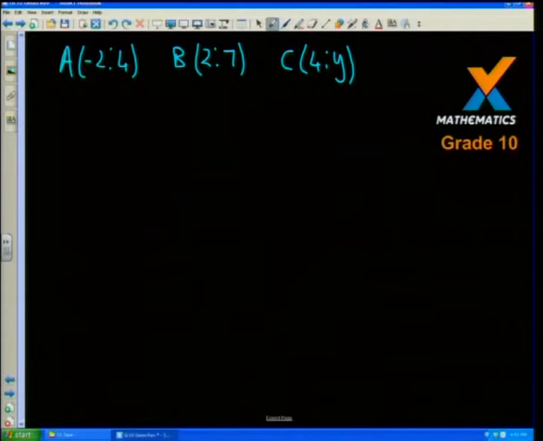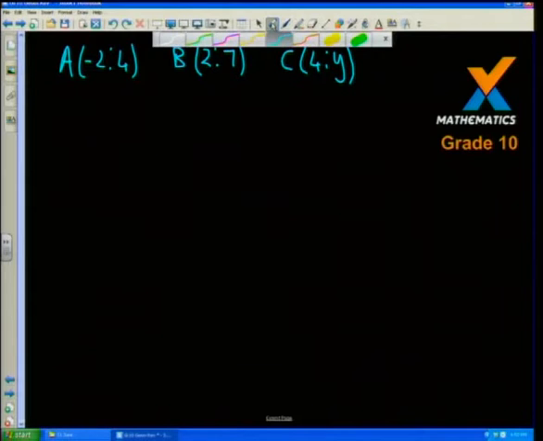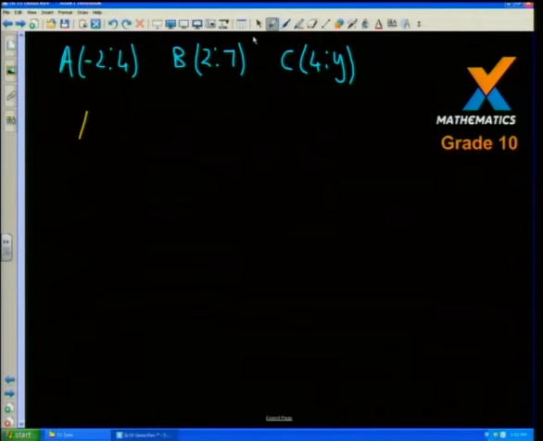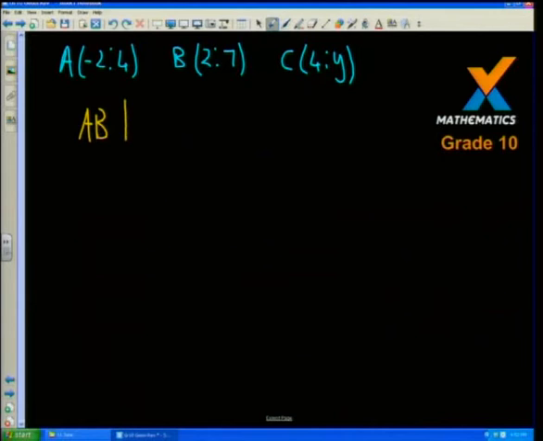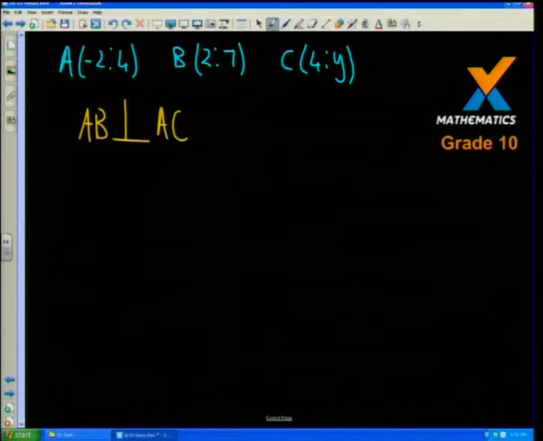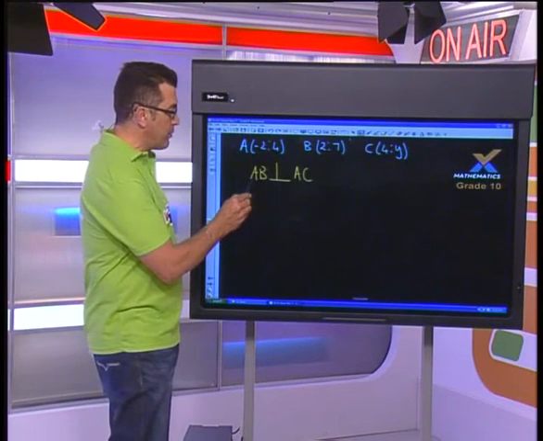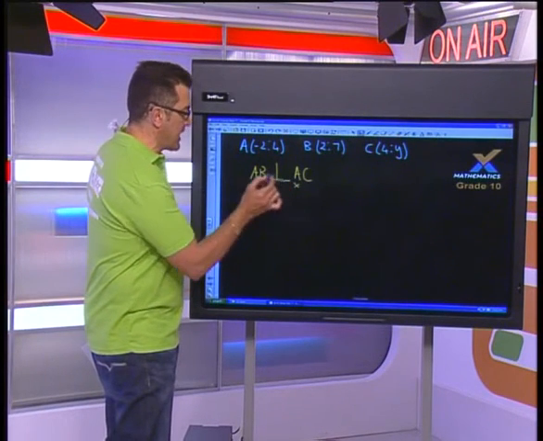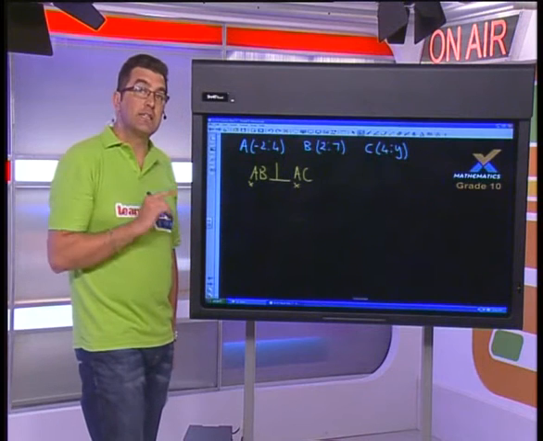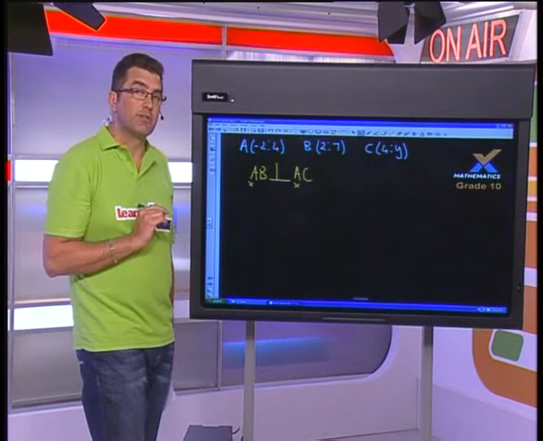Now they give me some extra information. They tell me that besides having the coordinates, I know that AB is perpendicular to AC. Now, folks, please, if you look at that, it should tell you a story. If you were to draw this diagram now, can you see that point A is shared? So the right angle is going to lie at point A, most probably.